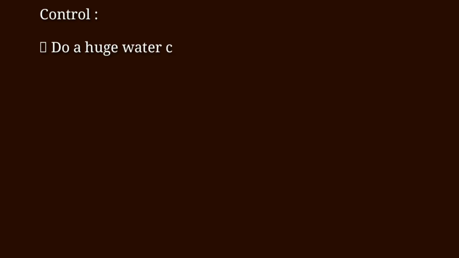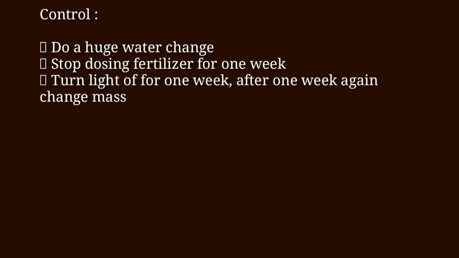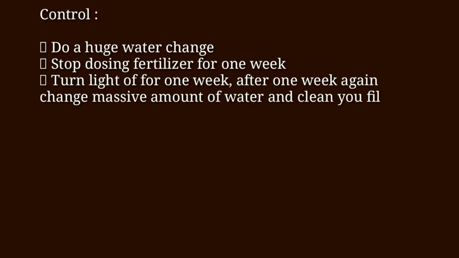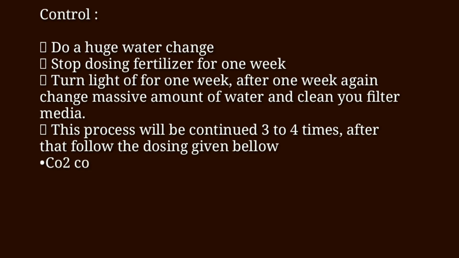Control: do a huge water change. Stop dosing fertilizer for 1 week. Turn the light off for 1 week, then after 1 week change a massive amount of water again and clean your filter media. This process should be continued 3 to 4 times, after that follow the dosing given below.